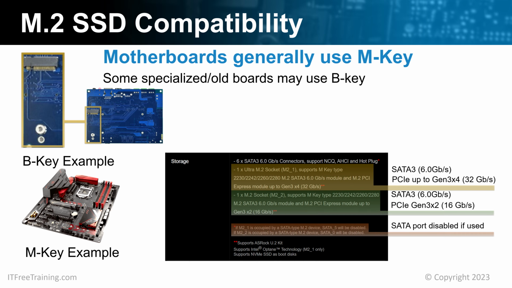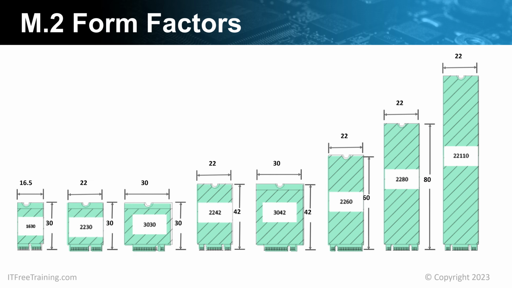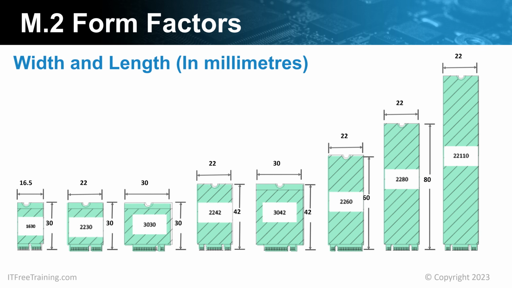M.2 devices come in different sizes, so let's have a look at some. Shown here, you see the common M.2 form factors. The size of the form factor is given by its width and length in millimeters. For example, a common size is 2280. You will notice that most of the form factors are 22 millimeters wide. Wider and thinner form factors are used for other devices, for example, Wi-Fi. Generally, M.2 solid-state drives will be 22 millimeters in width with a varying length.